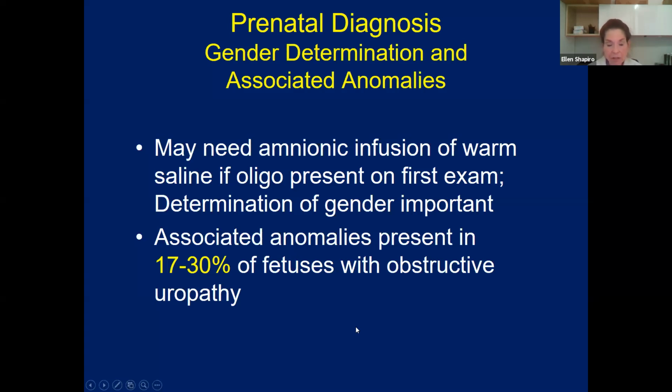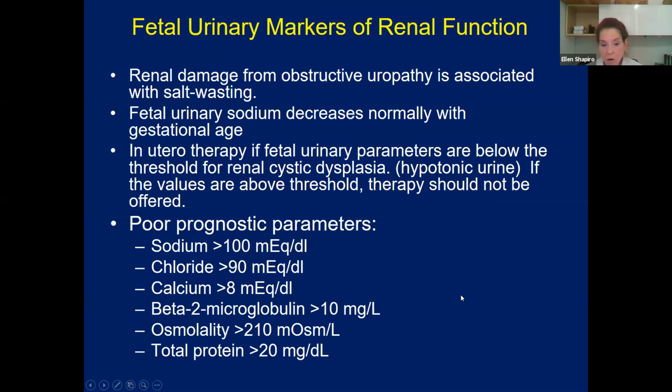As you know, sometimes the oligohydramnios really doesn't let you know too much about the fetus to begin with. You need to determine the gender of the patient before you start intervening, because obviously valves only occur in males. There are associated anomalies present in 17 to 30% of fetuses with obstructive uropathy. Most of you who are residents or are taking your boards need to know these prognostic parameters. They'll be in the slides and they're in every major textbook for poor prognostic parameters, and you just need to flip the greater than to a less than sign for the good prognostic parameters.